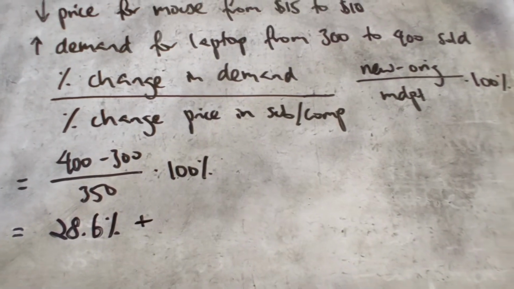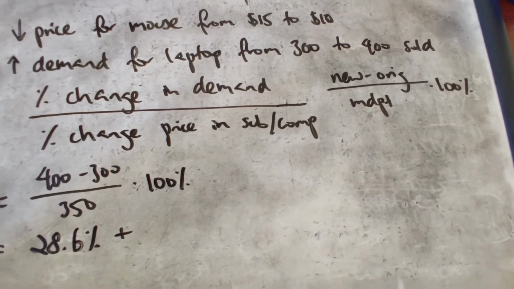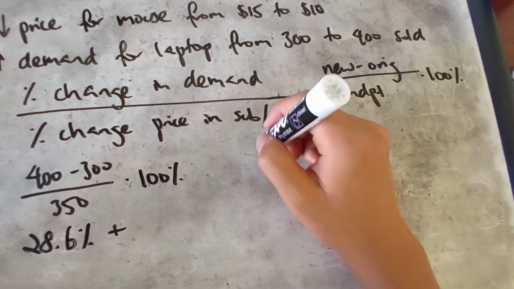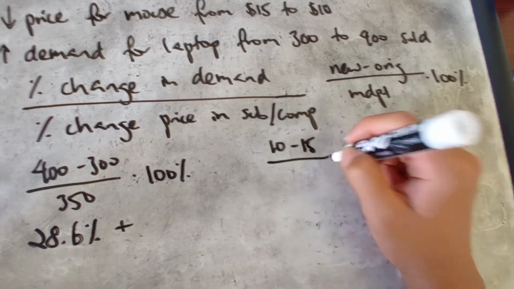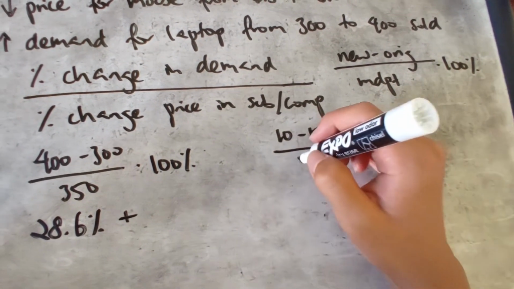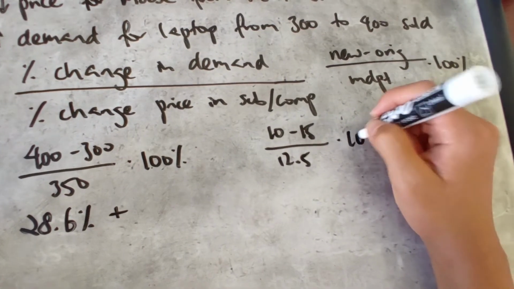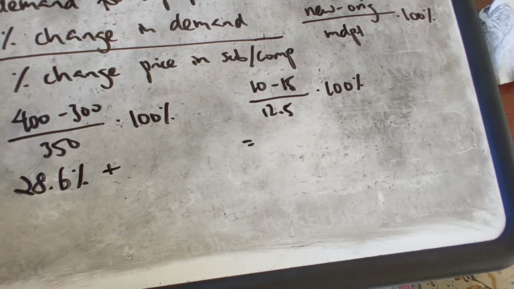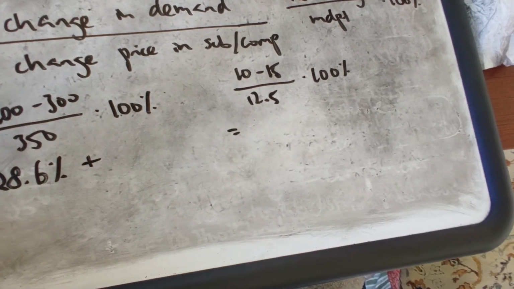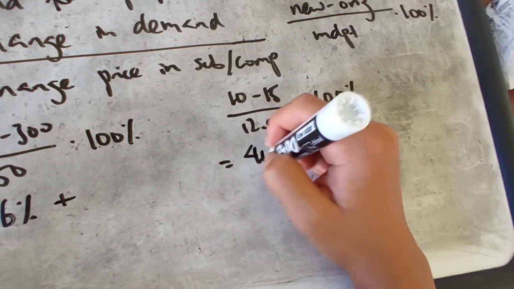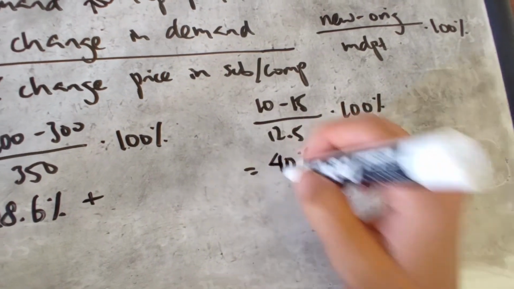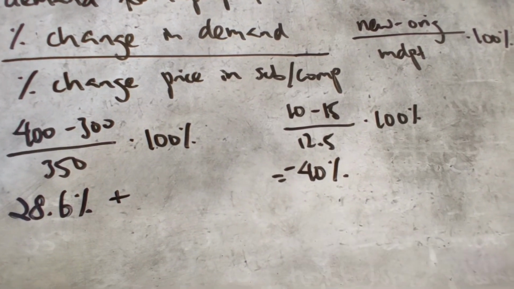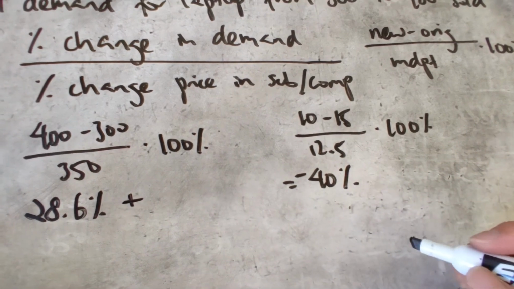So let's take a look at the price change. It went from 15 to 10. So the new price is 10 minus the original, which is 15, over the midpoint, the average of these two values, which is 12.5, times 100%. What this gives us is 5 over 12.5 times 100%, which is 40%, or negative 40%.